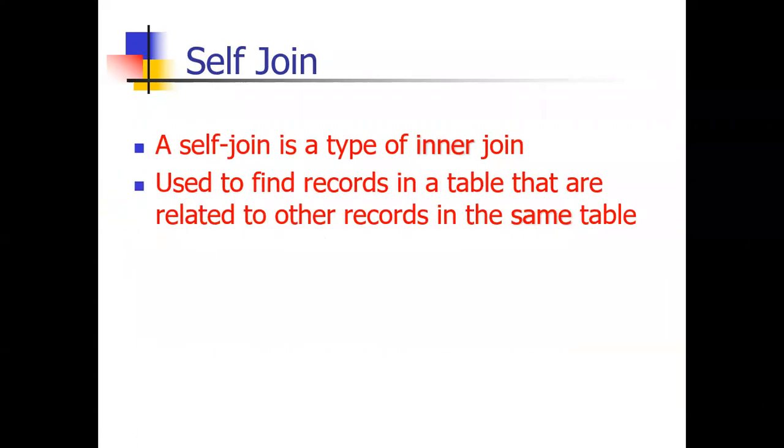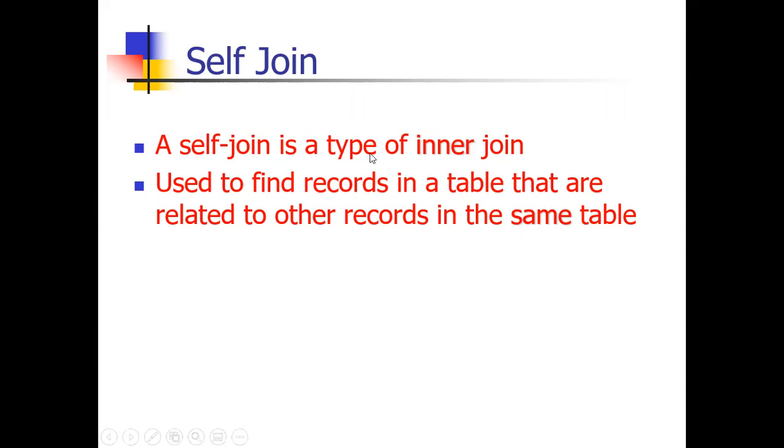Now for a join, we need a minimum of 2 tables, and there should be at least 1 common column between both the tables, based on which you can create a relationship. But when I say self-join, as the name says, it's a join within the same table itself. If you want to join within the same table itself, that is where we use a self-join.